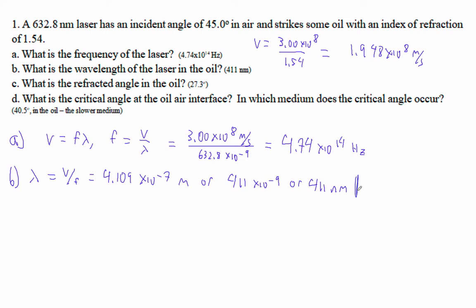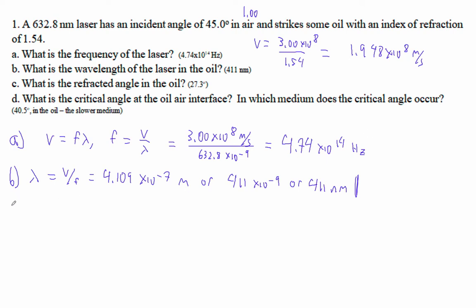But you know what? I can get the same thing by just simply going 632.8 divided by 1.54. So take the ratio, basically the index of refraction of air is 1.00, right? Let's try it. 632.8 times 1 divided by 1.54, and you get 411 nanometers, right? So that's what I would do, okay?